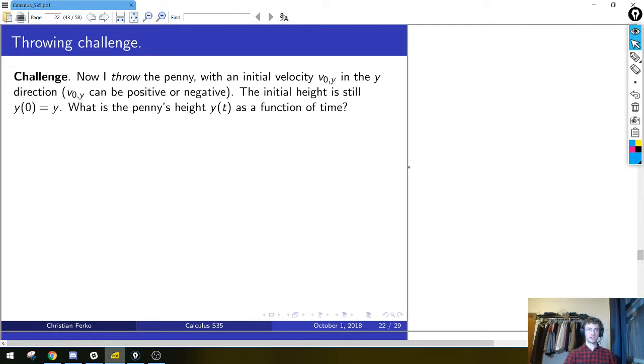Alright, let's make it a little more interesting. I will challenge you: what changes in the derivation that we just did, those two steps of anti-differentiation, if now I say I throw the penny? I don't tell you whether I throw it up or down, right? So v0y could be positive or negative. If I throw it up, it's positive. If I throw it down, it's negative. But this should be h, sorry. y at time 0 is still h, the height of the building. So what changes? If I throw it, what is the penny's new height, y of t, as a function of time?